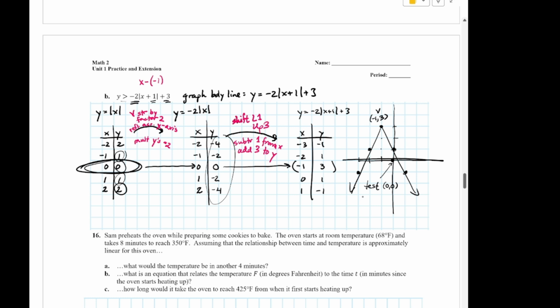And if we plug it in, we get 0. We're testing in the original now. Is 0 greater than negative 2 times absolute value of 0 plus 1, plus 3? So is 0 bigger than negative 2 times 1 plus 3? Is 0 bigger than 1? No, that's false. So I'm shading everything above, up here. Okay, there we go. All right.